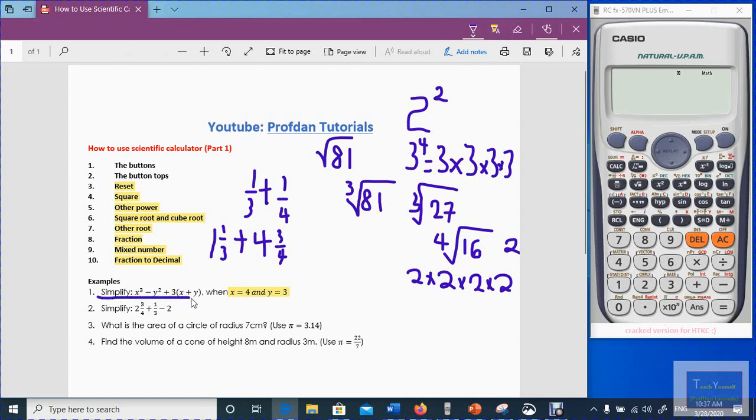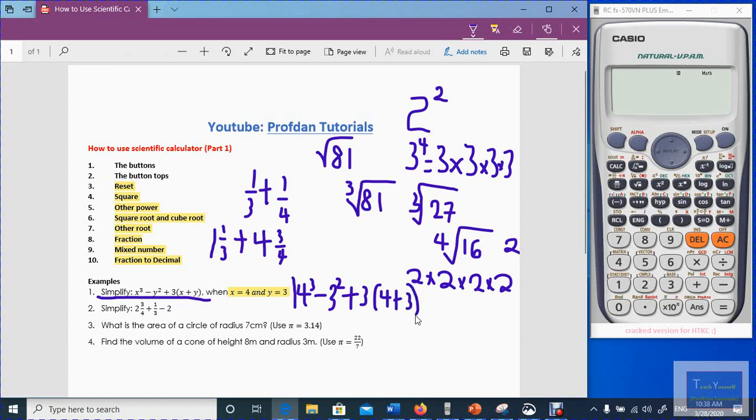This is example 1. Now in real life, if you are to solve this, what it means is that you substitute the values of the variables given into this expression, x power 3. So if x is 4, I have 4 power 3, minus y power 2. What is the value of y given? So I have 3 power 2. Then I have plus 3 into bracket x plus y. My x is 4 plus my y is 3.